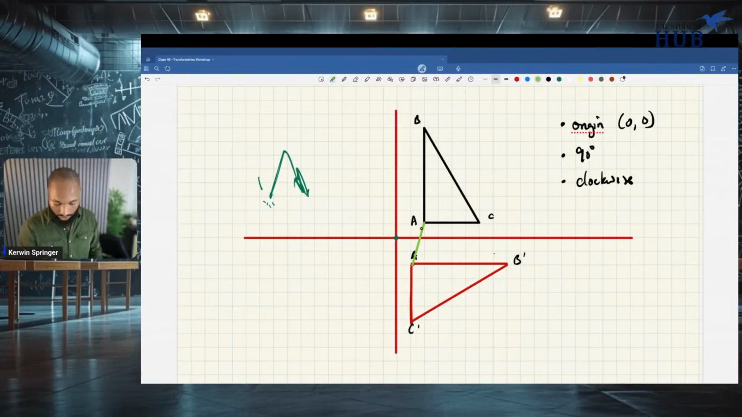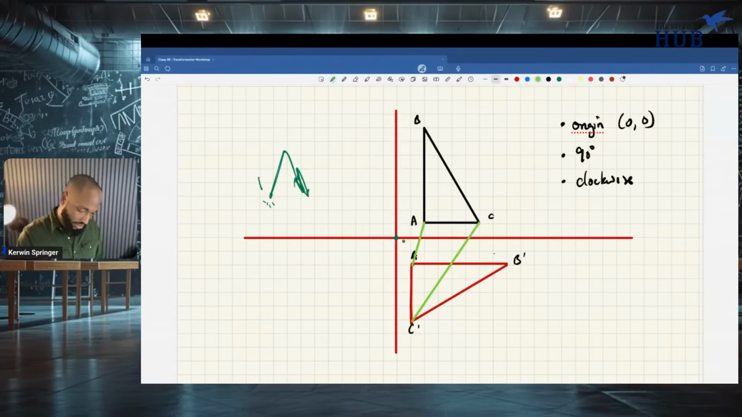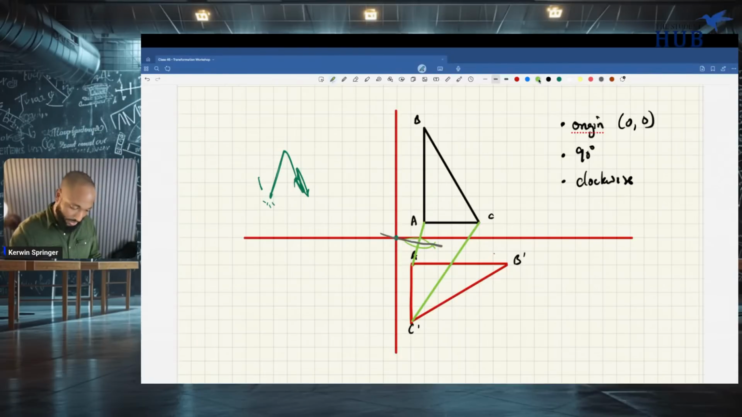Let's say I connect A with A prime. You just need to connect two, and C with C prime. And you're doing the same perpendicular bisector stuff. Remember how we do that? So we're doing the same perpendicular bisector. And where this line meets this perpendicular bisector is going to be the center point.